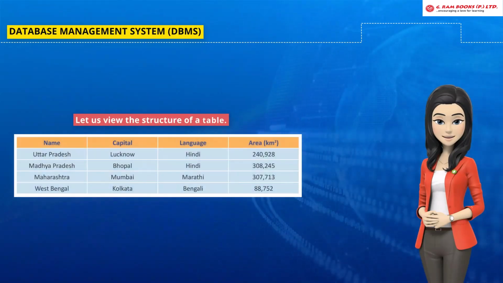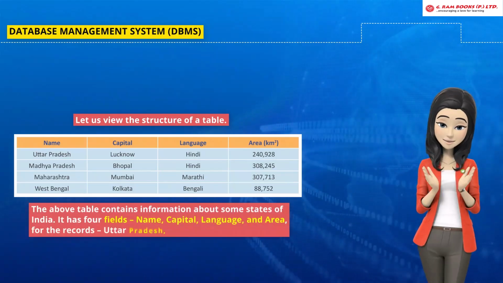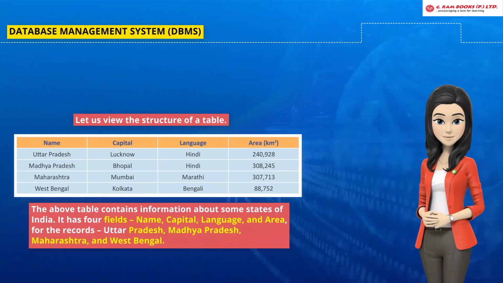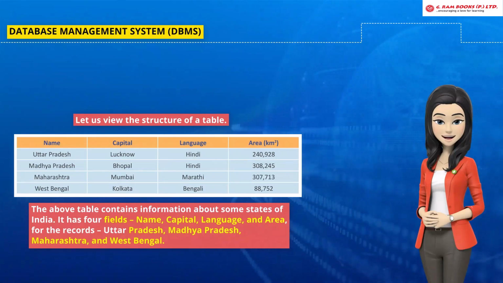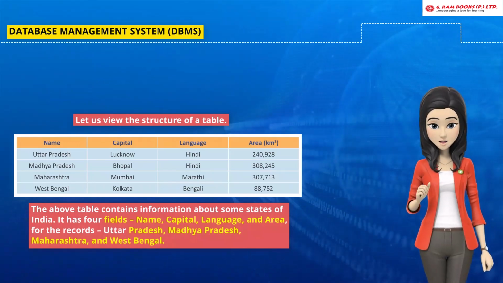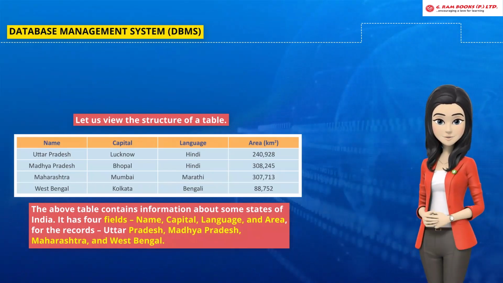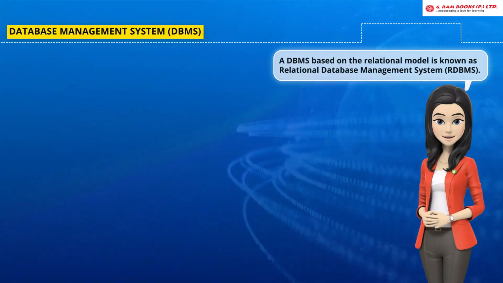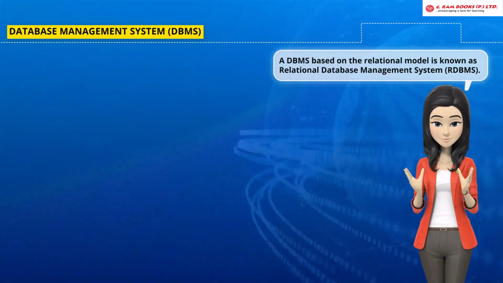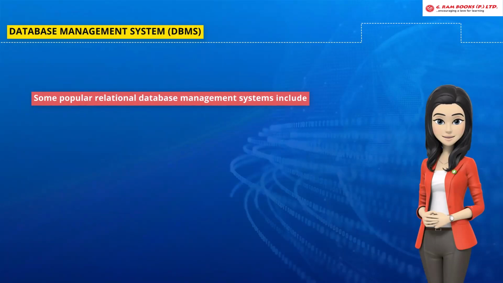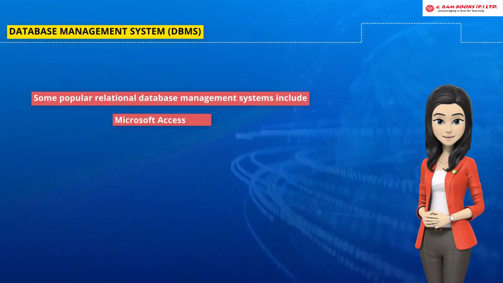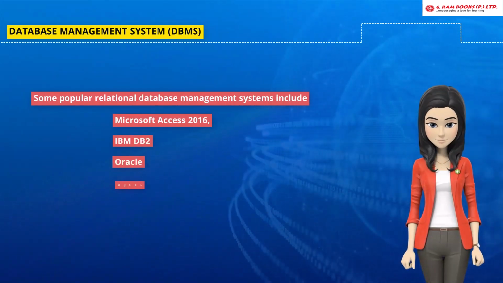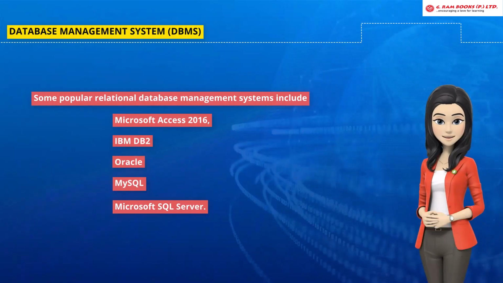Let us view the structure of a table. The above table contains information about some states of India. It has 4 fields: name, capital, language, and area, for the records Uttar Pradesh, Madhya Pradesh, Maharashtra, and West Bengal. A DBMS based on the relational model is known as Relational Database Management System, RDBMS. Some popular relational database management systems include Microsoft Access 2016, IBM DB2, Oracle, MySQL, and Microsoft SQL Server.